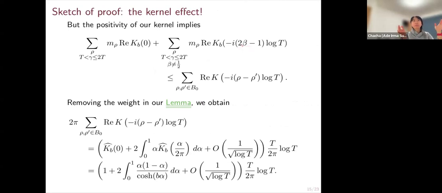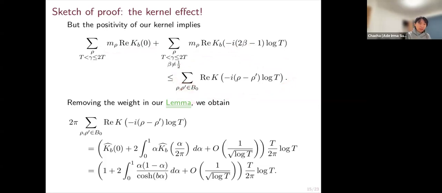That's why we have to restrict the location of the real parts of the zeros. That was the reason why we had that assumption, that box assumption. But then we guarantee that the real parts of our kernels are positive. So if you take only a part of that sum, that will be less than the whole sum. And then, of course, the original sum is a sum over pairs of zeros. So this is a double sum.